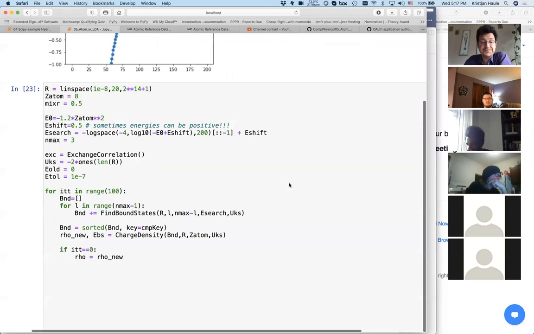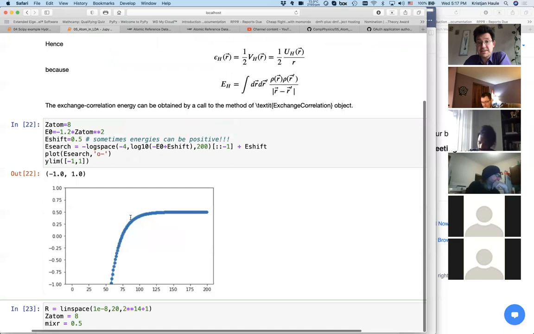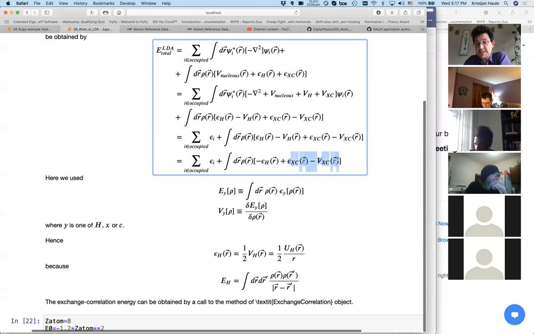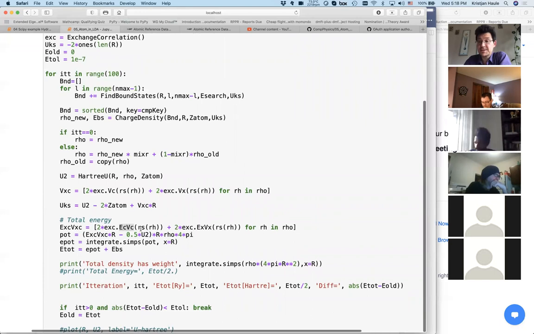So let's see what is here. So we are calculating ECVC. So ECVC turns out to be energy density minus potential. Okay, so that's something that you have to remember. So ECVC is the difference between energy density and potential. The difference is called in the code ECVC. It turns out it's a convenient thing to calculate the difference rather than each of them separately. It's faster to calculate the difference, it turns out.